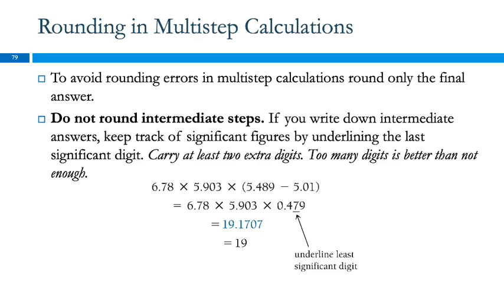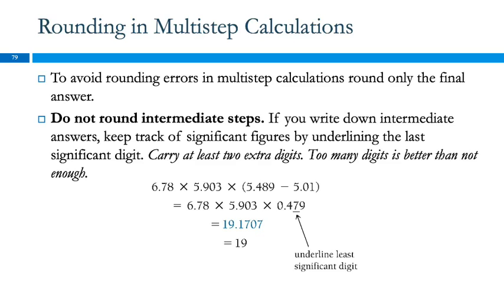Sometimes we have to write down intermediate values. Sometimes we do a calculation and we don't even recognize that we're going to need to use that number later in another calculation. And so I'm going to show you how to take care of that. What we want to do is we want to keep track of the sig figs in those intermediate numbers without rounding them. And we can do that by underlining the last significant figure.